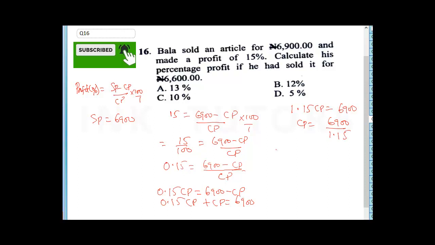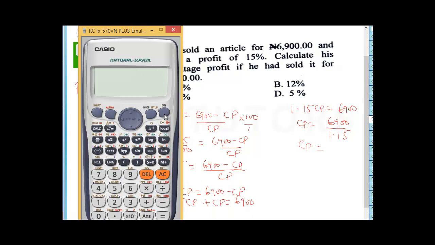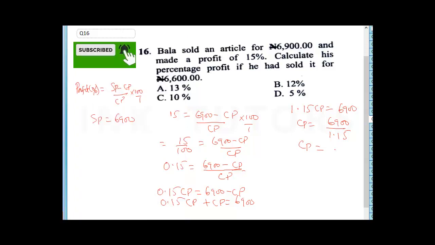Now at this point we can employ the use of our calculator to get the value. Sorry, I need to remove my calculator from this mode. So this is going to give us 69 divided by 1.15, so that will give us 6,000. So that means our cost price is actually 6,000 naira. Now, assuming he sold it for 6,600, what would be his profit?